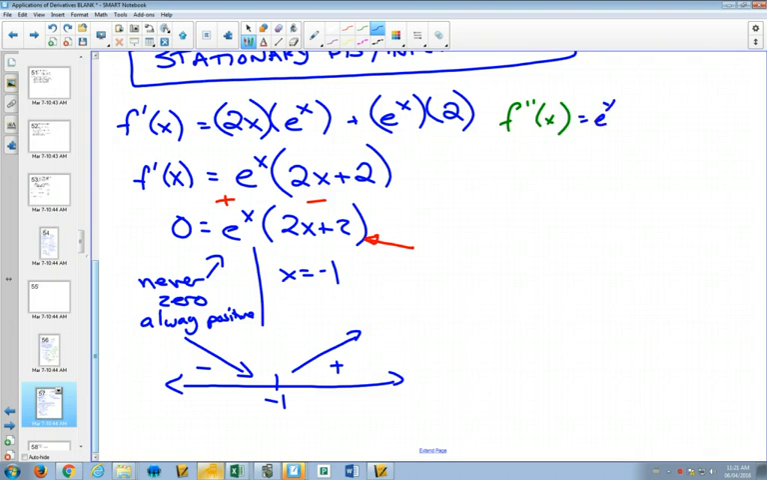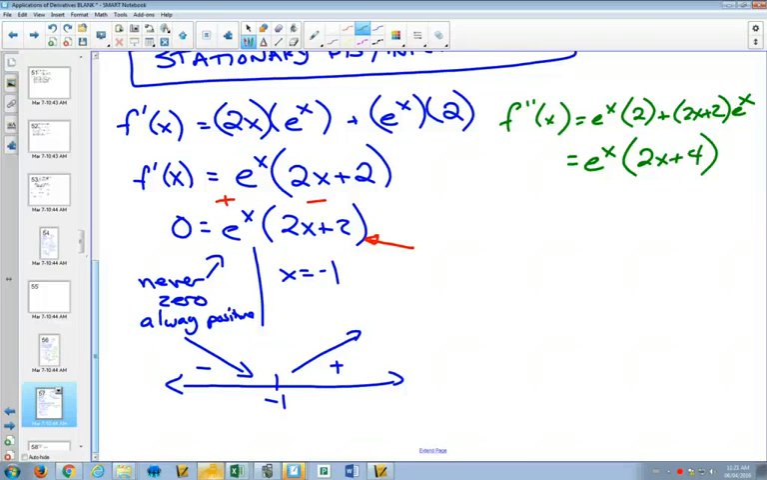So if I keep e to the x the same, the derivative of 2x plus 2 is just 2. And if I keep the 2x plus 2 the same, the derivative of e to the x is e to the x. Again, you can see that you can factor out an e to the x, leaving you with 2 plus 2x plus 2, which will be 2x plus 4. Set that equal to 0.